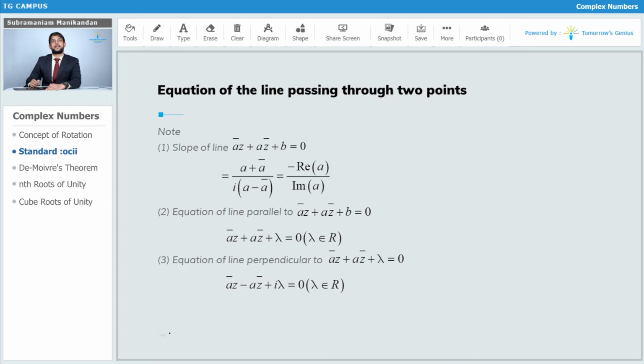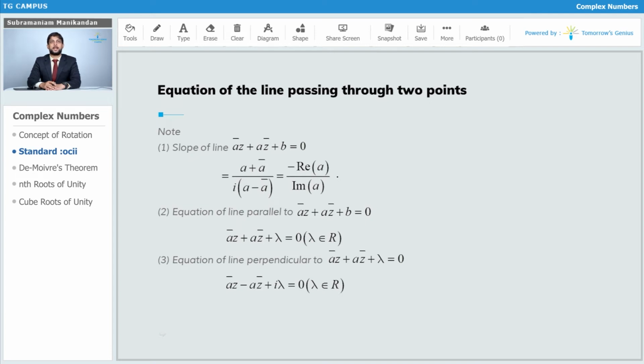So the slope of the line a bar z plus a z bar plus b is equal to 0 is given by (a plus a bar) divided by i into (a minus a bar). Now a plus a bar is the negative of the real part of a, divided by the imaginary part of a. So thus the equation of a line which is parallel to the line a bar z plus a z bar plus b is equal to 0 is given by a bar z plus a z bar plus lambda is equal to 0, right? It should not be the same constant, it should be another constant, just like in straight lines.